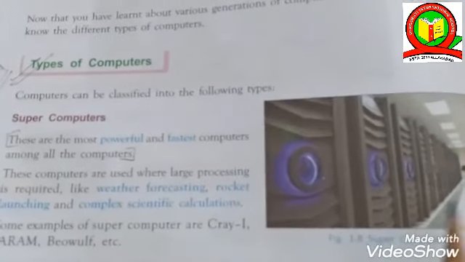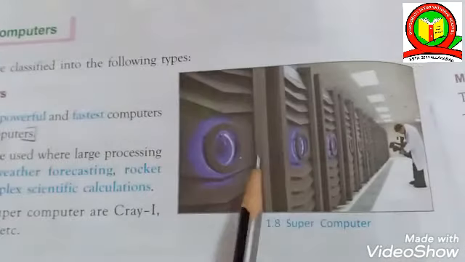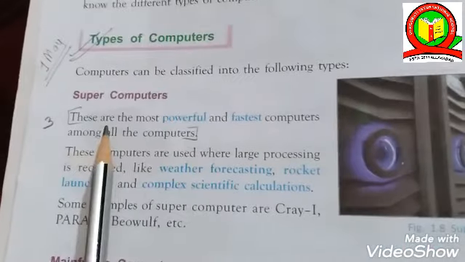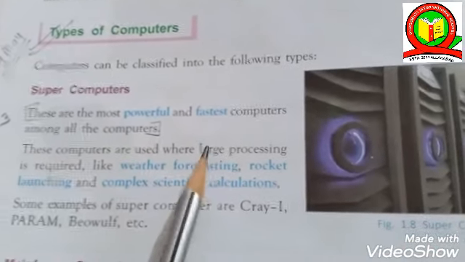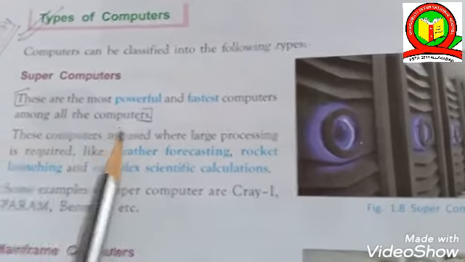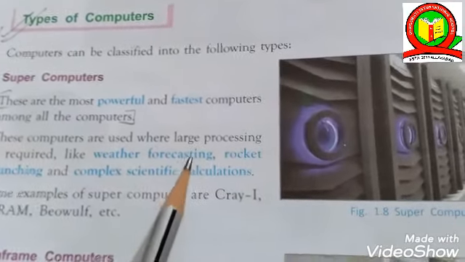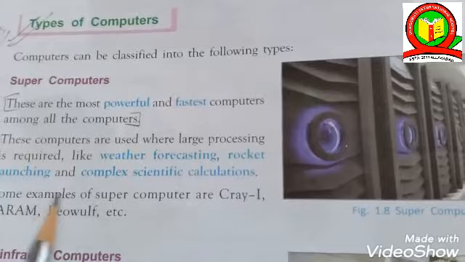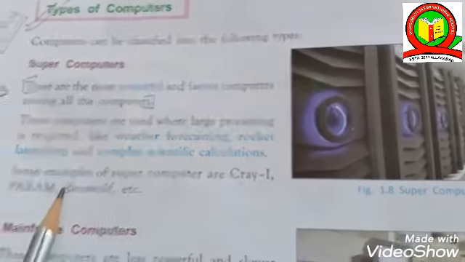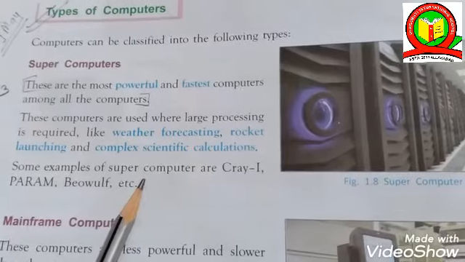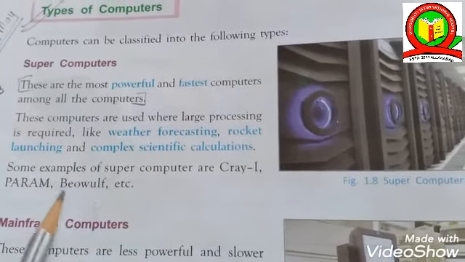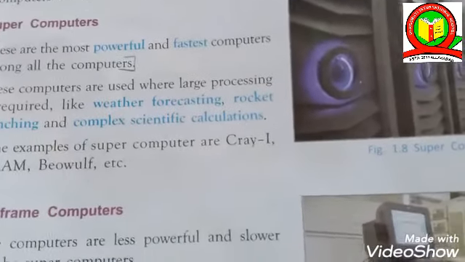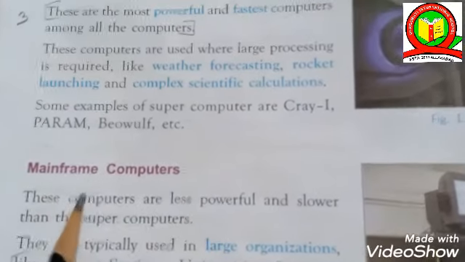So the first type is what? Supercomputers. As you can see here, this is a supercomputer. These are the most powerful and fastest computers among all the computers. They are used where large processing is required, like weather forecasting, rocket launching, and complex scientific calculations. Some examples of supercomputers are Cray, Param, Beowulf, etc.